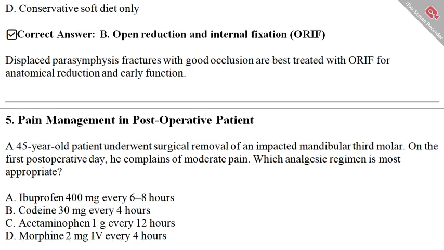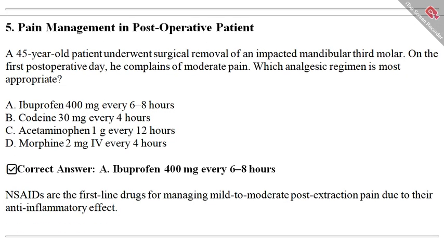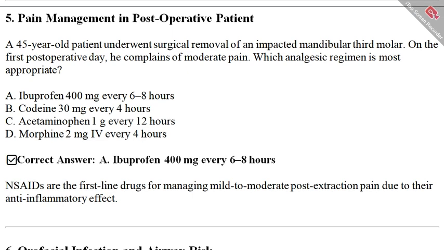Let's move to question number 5 of this vlog, which is related to pain management in a postoperative patient. A 45-year-old patient underwent surgical removal of an impacted mandibular third molar. On the first postoperative day he complains of moderate pain. Which analgesic regime is most appropriate? Option A is ibuprofen, 400 mg every 6 to 8 hours. Option B is codeine, 30 mg every 4 hours. Option C is acetaminophen, 1 gram every 12 hours. And the last option, option D, is morphine, 2 mg IV every 4 hours.